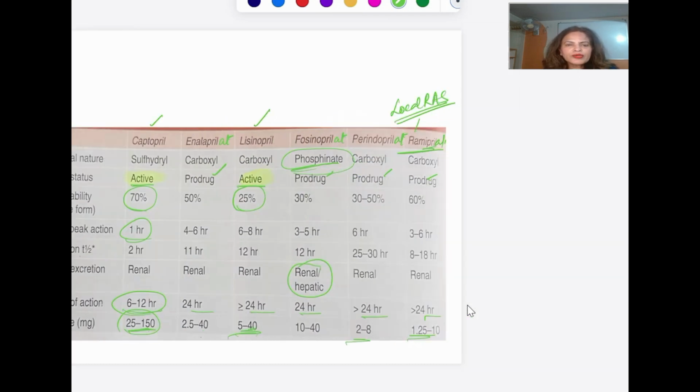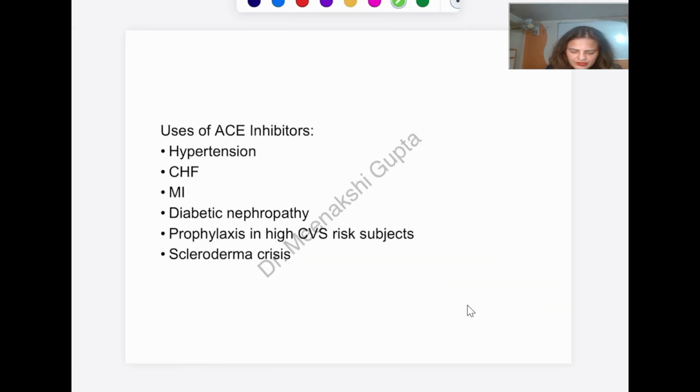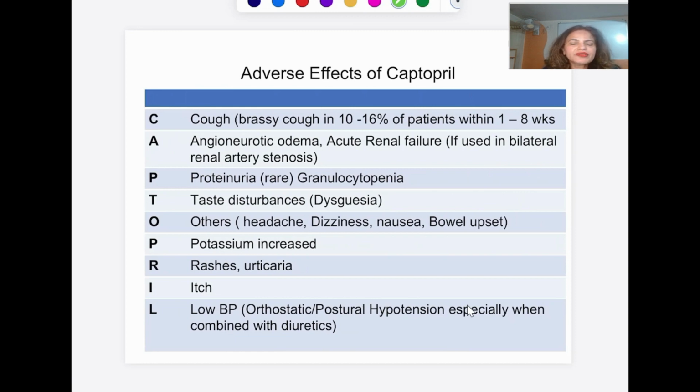Now the next one is an important adverse effect with this group of drugs. These are the therapeutic uses, which I have already told in detail. So, the adverse effects of captopril. You can remember it with the word captopril. C is for cough, which is seen in 10 to 16% of patients within 1 to 8 weeks, or within 2 months. This is because with captopril there is an accumulation of bradykinin and substance P. Mainly it is bradykinin.